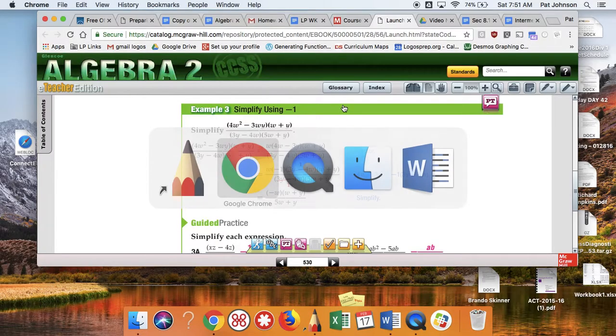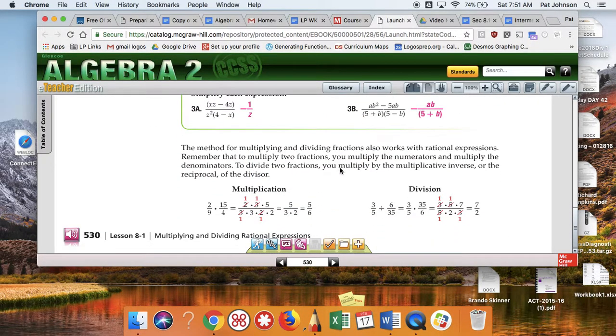Now, if you go back to the book, they give you a nice little summary here. So when we multiply fractions, we do numerator times numerator over denominator times denominator. And what they did here is they prime factored each number. So you have 2 times 3 times 5, which is 15, and then 3 times 3 times 2 times 2.